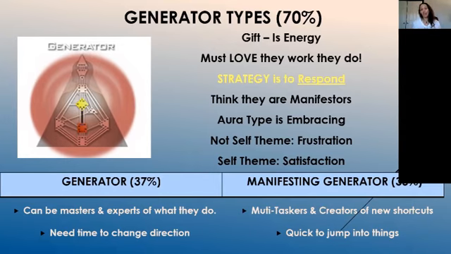Again, we all have our gifts. Here's the gift for the manifesting generator. Your gift is to actually find the shortcuts and the new ways of doing things. Because in your racing through things, you're actually taking all the knowledge of every other project you've ever done since you were born. And you're going, oh wow, what if I did it like this? Or what if I did it like this?